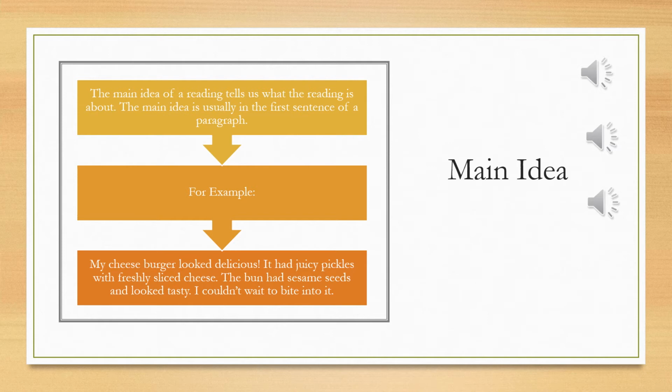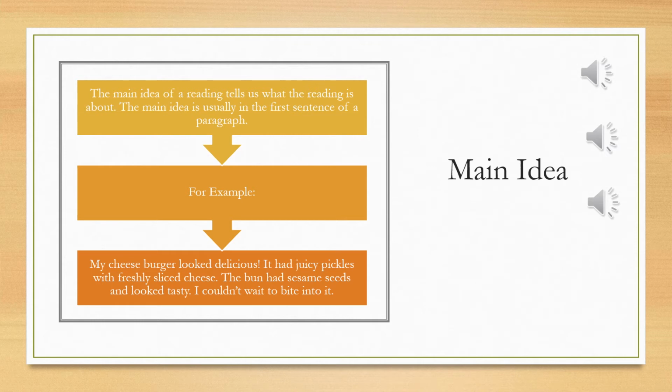Okay, so if you look at the example on my slide, you would see: my cheeseburger looked delicious. It had juicy pickles with freshly sliced cheese. The bun had sesame seeds and looked tasty. I couldn't wait to bite into it. So if you look at the paragraph, you need to understand what the text is about. The text is about what thing?